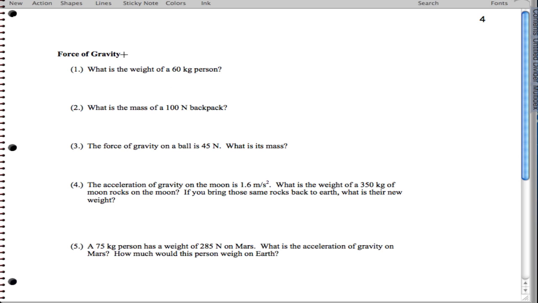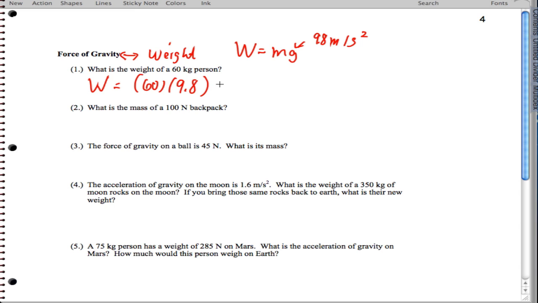So, force of gravity, and let's remember force of gravity and weight mean exactly the same thing, and the formula for weight is mg, where g of course is 9.8 meters per second squared. So let's start off simple. What's the weight of a 60 kilogram person? Weight is 60 times 9.8, and again 60 kilograms is mass, so just a little quick note here. Mass is in kilograms, weight is in newtons.